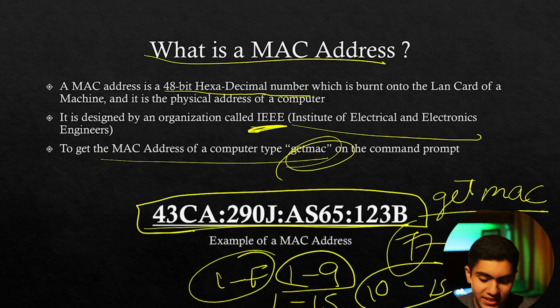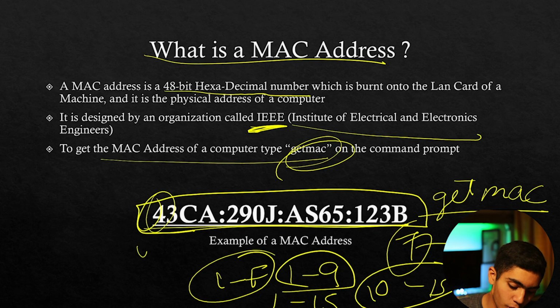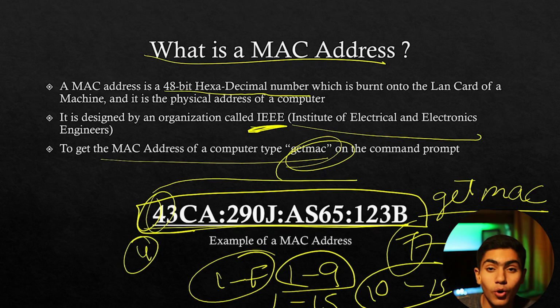It is of 48 bits. Every single character is of 4 bits, and it always has 12 characters, and 4 times 12 is 48. So that's why it has 48 bits.